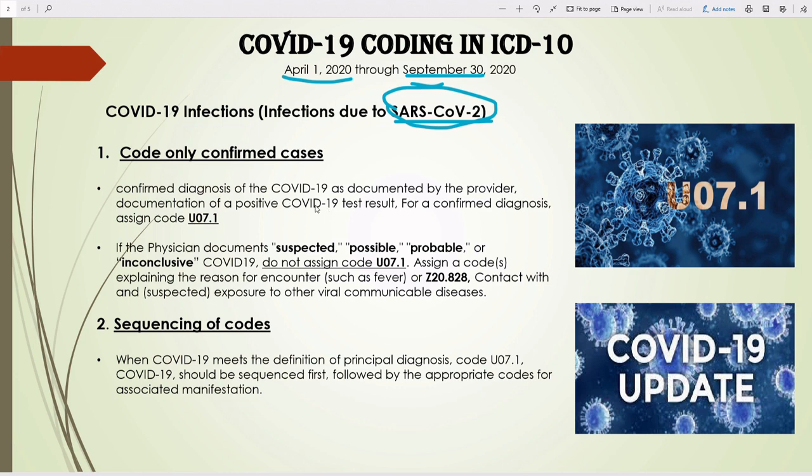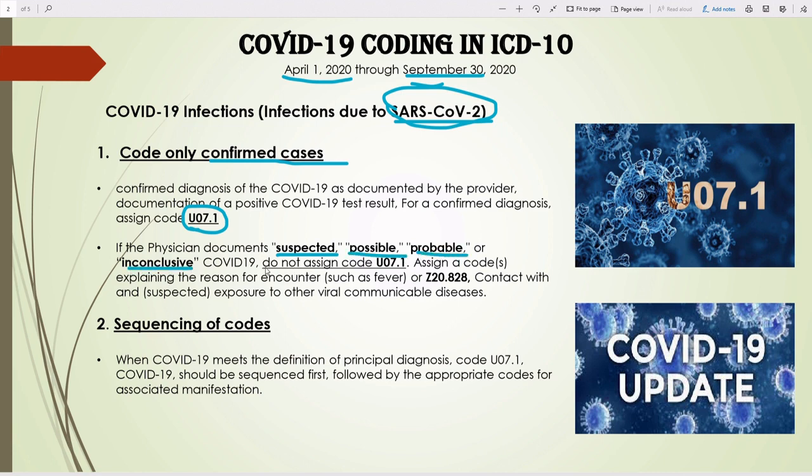First point, COVID-19 codes are used only in confirmed cases. A confirmed diagnosis of COVID-19 is documented by the provider, or documentation of a positive COVID-19 test result. If the provider documented positive COVID-19, this is a confirmed case. So at that time we have to assign U07.1. This code is used for confirmed cases.